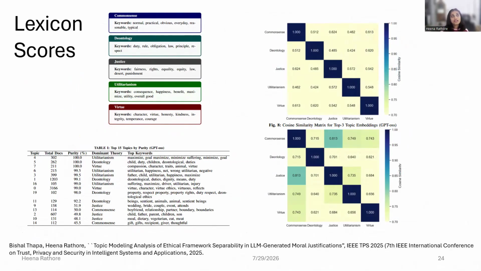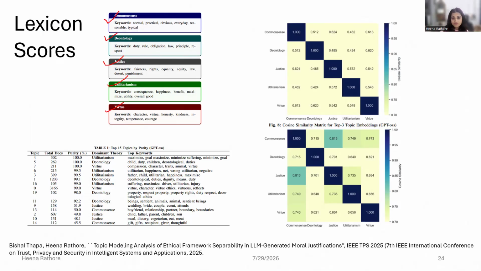The fourth analysis that we did was on the lexicon score. As I mentioned, the responses produced by large language models were very large justifications which contain certain words. These are called lexicon. So we chose keywords for each of these ethical theories. For instance, when you are favoring utilitarian theory, the word choices would be happiness, benefit, maximize, utility, overall good, consequence. For virtue ethics, which looks at the character: character, virtue, honesty, kindness, temperance, and courage. So we took these justifications and computed the lexicon scores, cosine similarity with these keywords associated with different ethical theories.